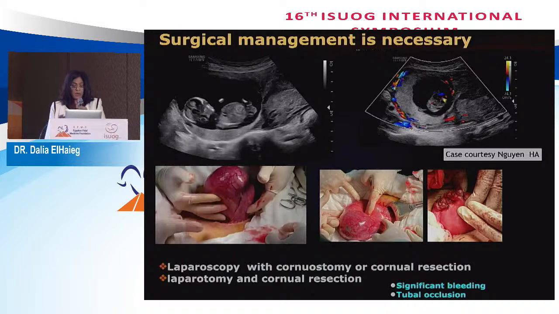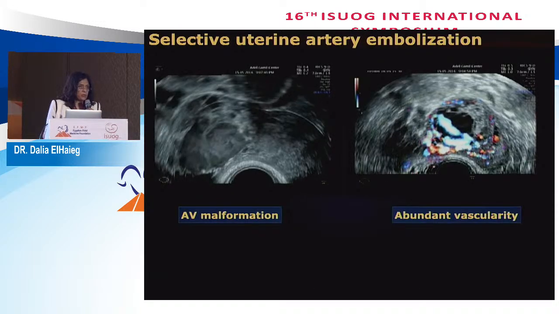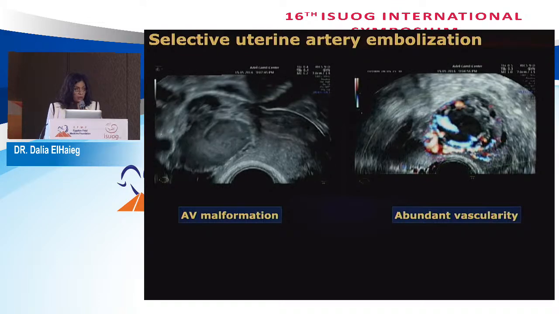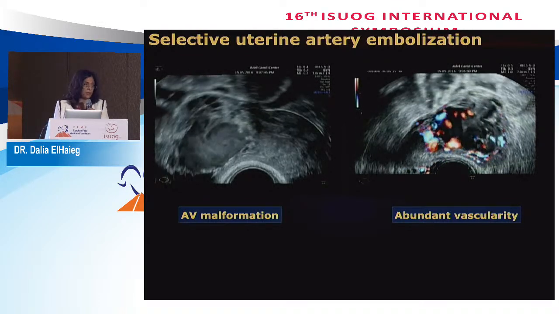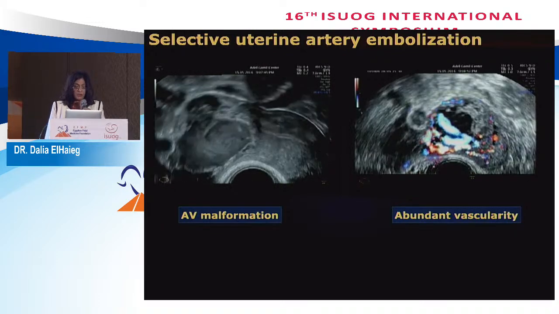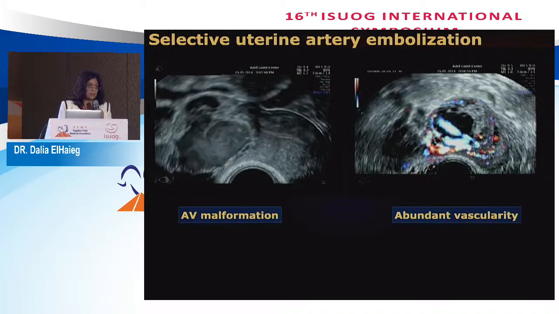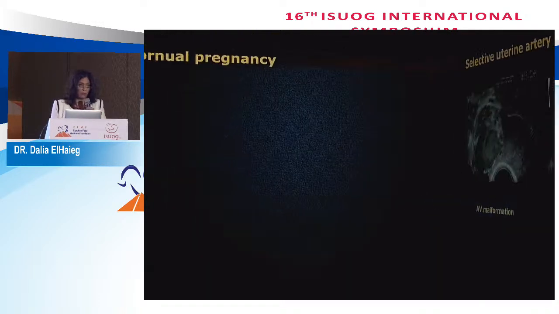And we have to know that, of course, cornual resection carries the risk of significant bleeding and tubal occlusion, in addition to the long-term risk of rupture in subsequent pregnancies. Because of its proximity to the high blood supply in this area, there is a tendency to AV malformation because of the abundant vascularity, and in these cases, selective uterine artery embolization will be very helpful.